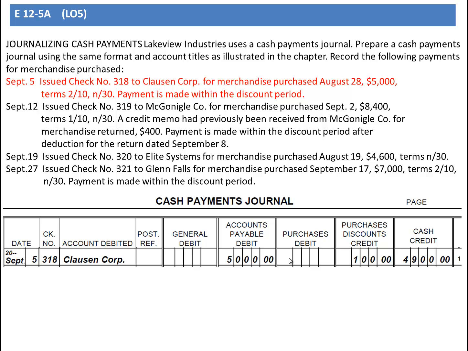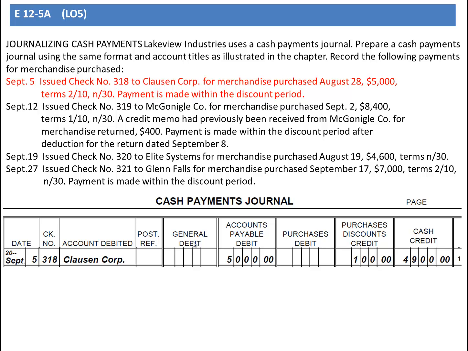So the cash payments journal, you're going to have a place for the account that you're going to debit, the accounts payable amount that you're going to debit, and possibly a general debit or a purchases debit or purchases discount or a cash credit. So lots of stuff going on there, and this relates back to chapter 11.